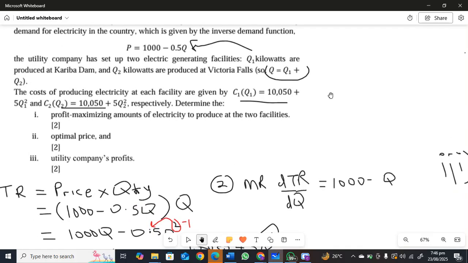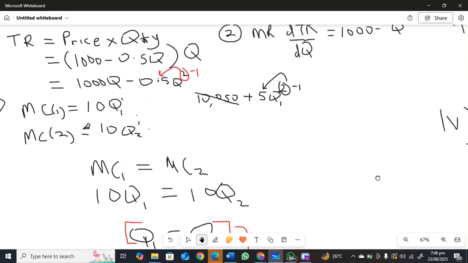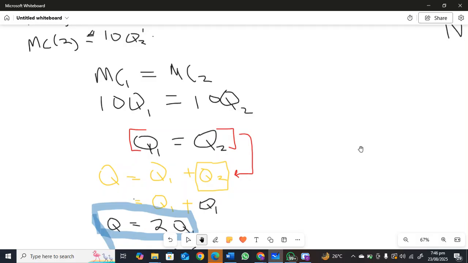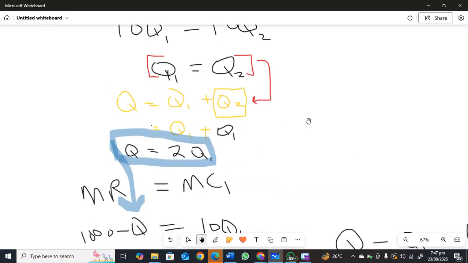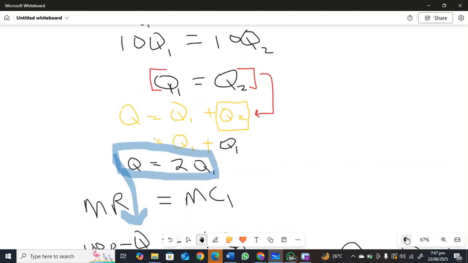So just know that, for me to simplify this equation, I just have to equate my marginal costs so that I can express Q1 in terms of Q2, or express Q2 in terms of Q1. That was the point of equating our marginal costs here, to express either Q1 as an expression of Q2 or vice versa.